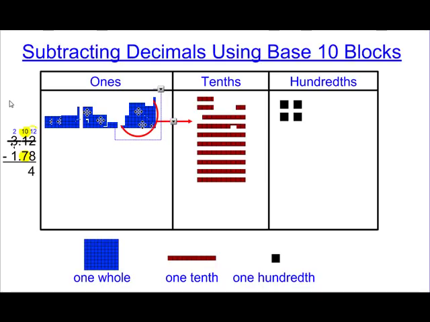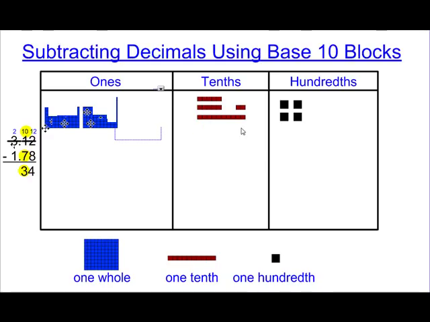And as you can see, now I have 2 ones and 10 tenths. So now I could do the algebra. 10 tenths subtract 7 tenths leaves me with 3 tenths.